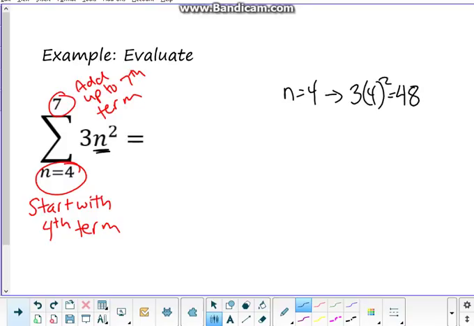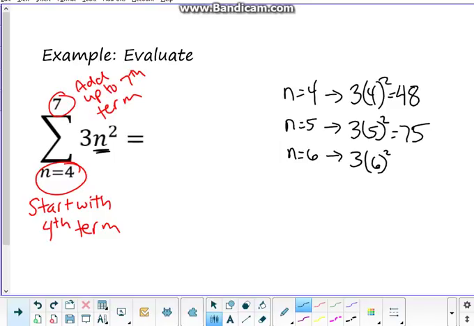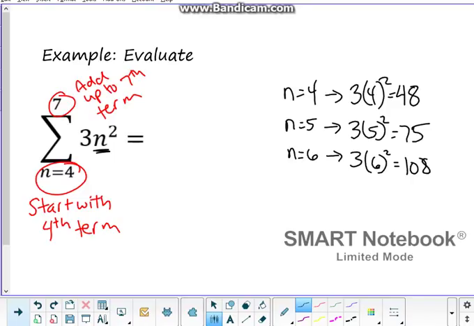Okay, when n is 5, so I'm finding my fifth term. 3 times 5 squared. 5 squared is 25. 3 times 25 is 75. I go ahead and find when n equals 6. And this is where you might want to start using your calculator, but I know 6 squared is 36, and 3 times 36 is going to give me 108.